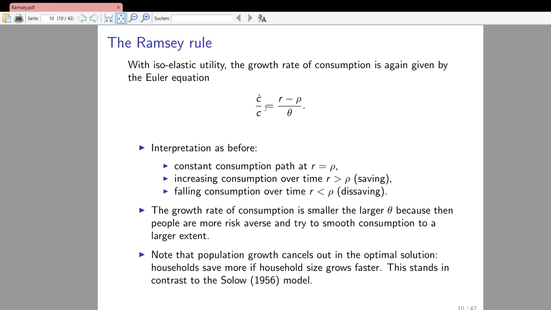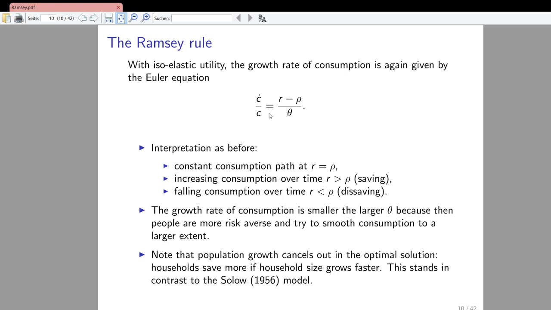And saving is consuming less today and more in the future. So consumption growth would be higher. The converse holds true if the interest rate is smaller than the time preference rate. In this case, the numerator is negative, and we have negative consumption growth.